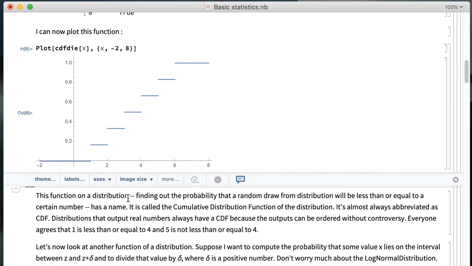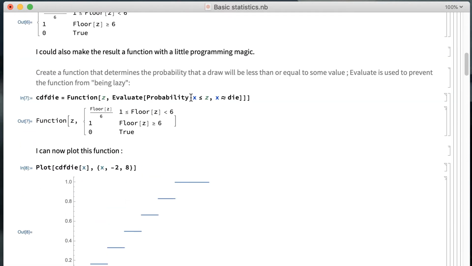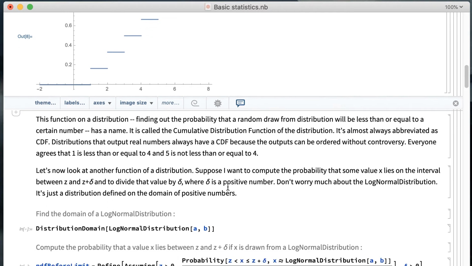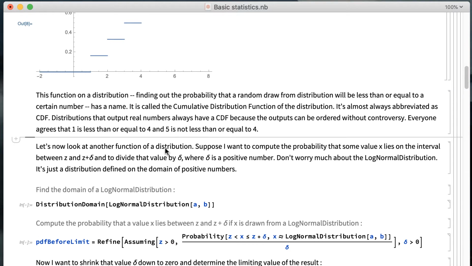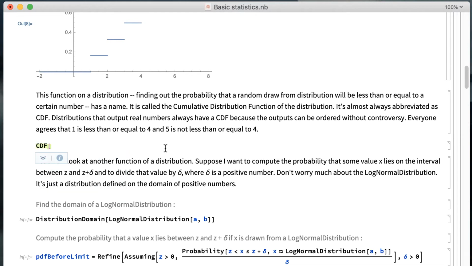Okay, so this function that I just built, what is the probability that a value drawn from the distribution will be less than some number, is a function of z, and I can do it for virtually any distribution. It's called the cumulative distribution function of the distribution, which is almost always abbreviated as CDF. So the CDF is the probability of a value drawn from the distribution being less than or equal to some number.